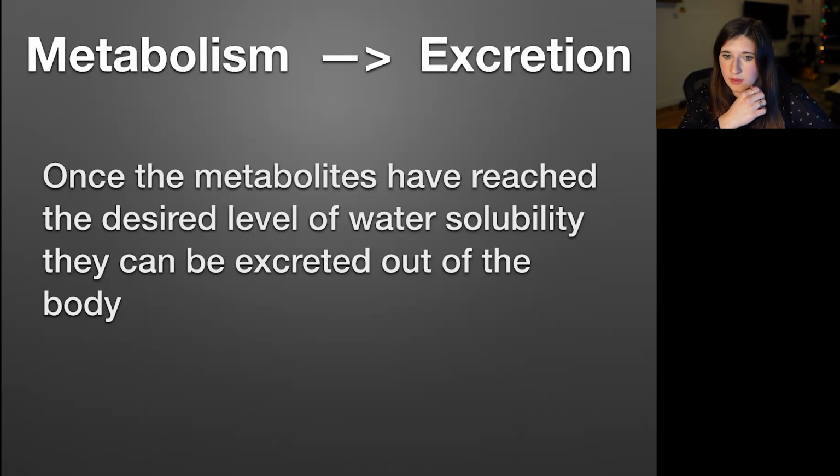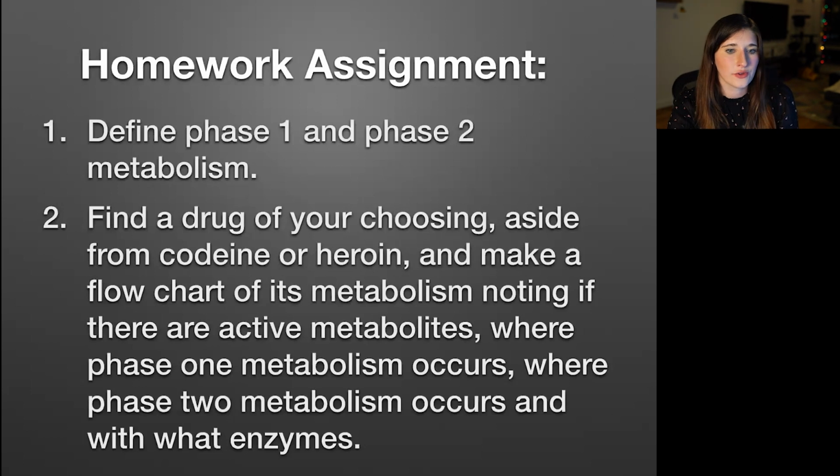So I do have to give you a homework assignment, and here it is. For the first part, just define phase one and phase two metabolism. And then for the second part, you're going to make your own little metabolism flowchart. So find a drug of your choosing aside from codeine or heroin and make a flowchart of its metabolism, noting the presence of active metabolites and then where phase one and phase two metabolism occur and with what enzymes.